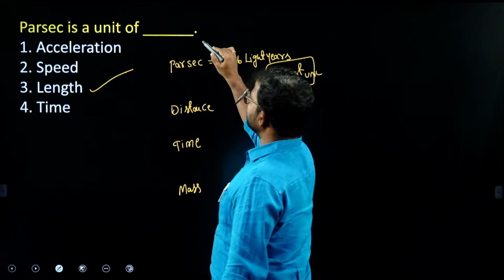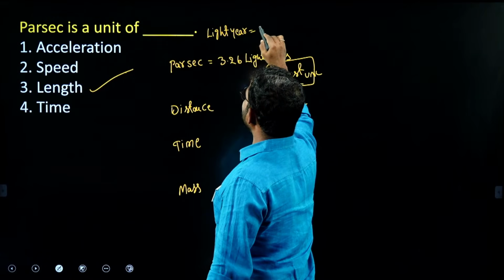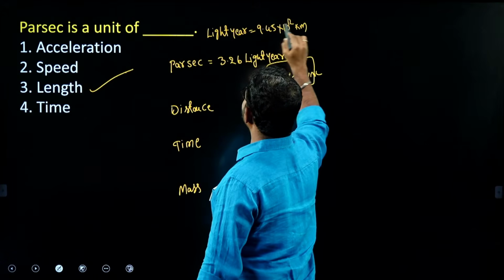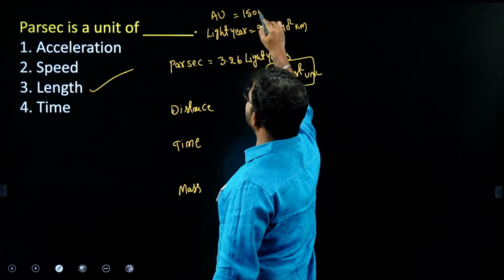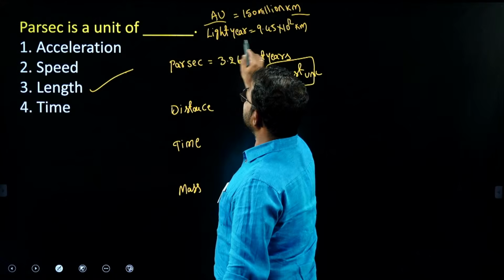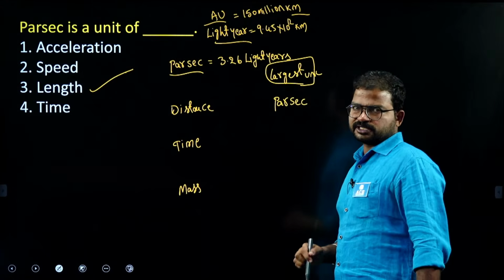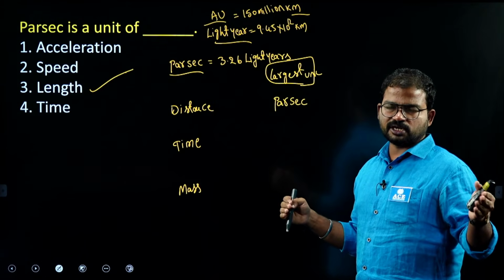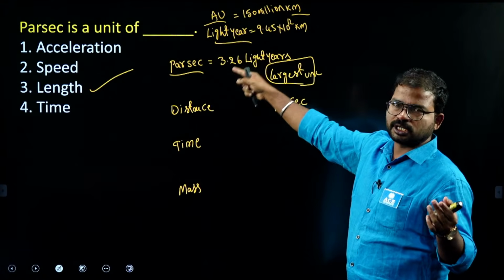So we have parsec, next light year. 1 light year is equal to 9.45 into 10 power 12 kilometers. Next, astronomical unit: 1 astronomical unit is equal to 150 million kilometers. So here, guys, AU, light year, and parsec, these 3 units are majorly used in cosmology. Even in SSC exams, to indicate the distance between 2 objects, mostly we use this type of terminology, but the largest unit is the parsec.